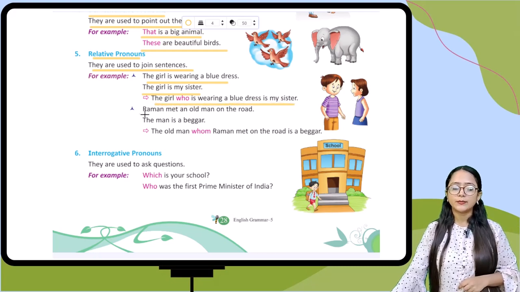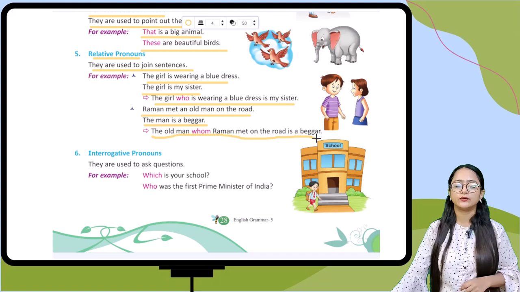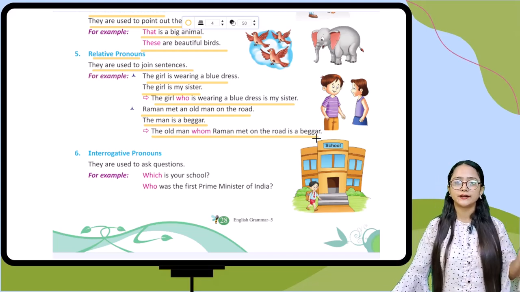Okay, Raman met an old man on the road. The man is a beggar. The old man whom Raman met on the road is a beggar. The word whom is also the relative pronoun.